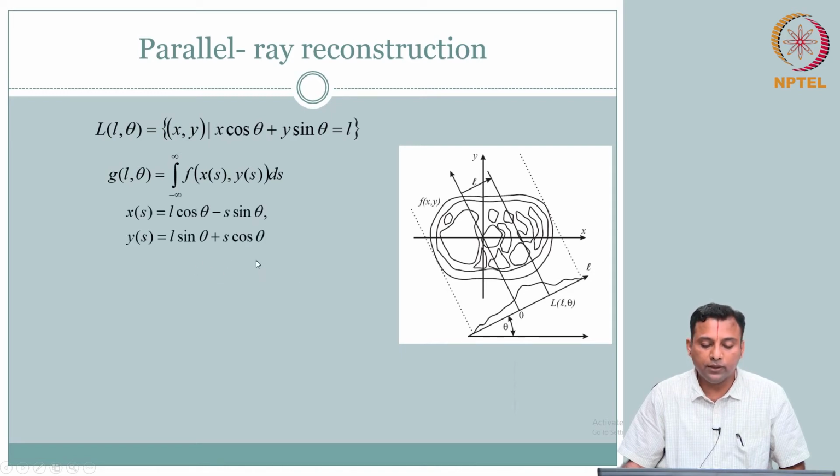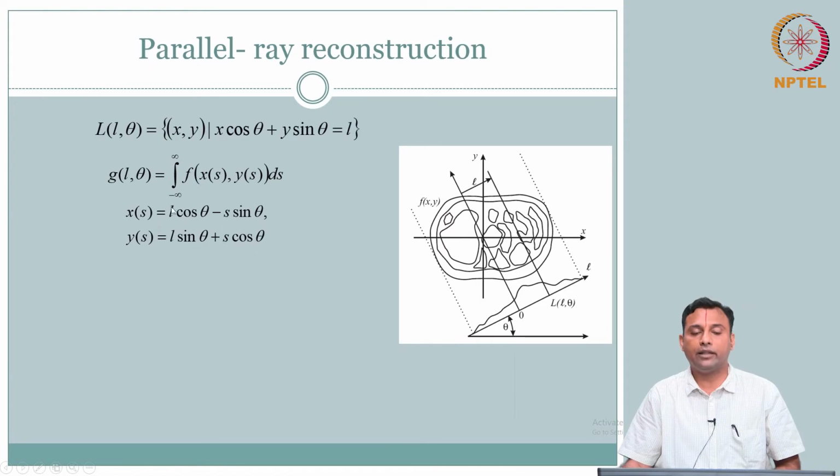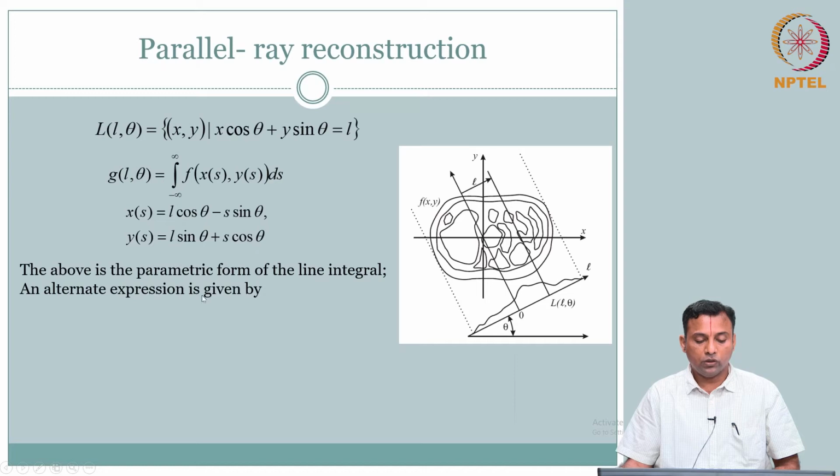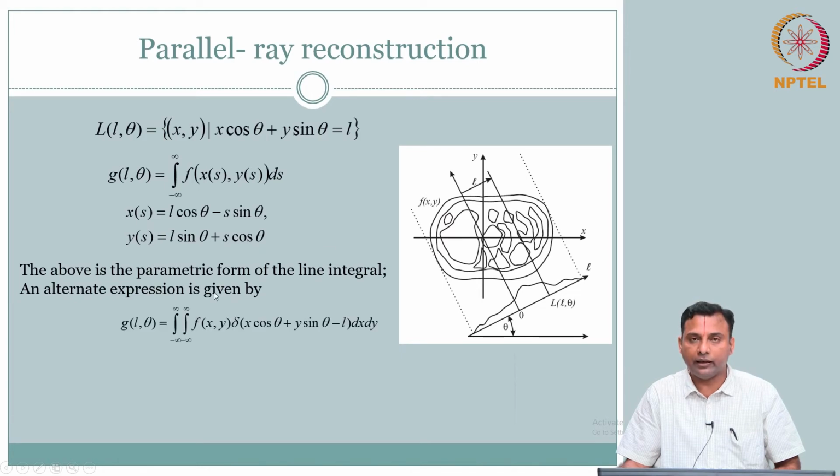What we need to do is, of course, you can calculate this x of s and y of s as this line. So this is fine, this is your parametric form, and this kind of captures how we can write the line and how we can visualize the parallel ray, how you get the projection in terms of the object and the line integral. But then there is another way we can write it, which is a simpler form.